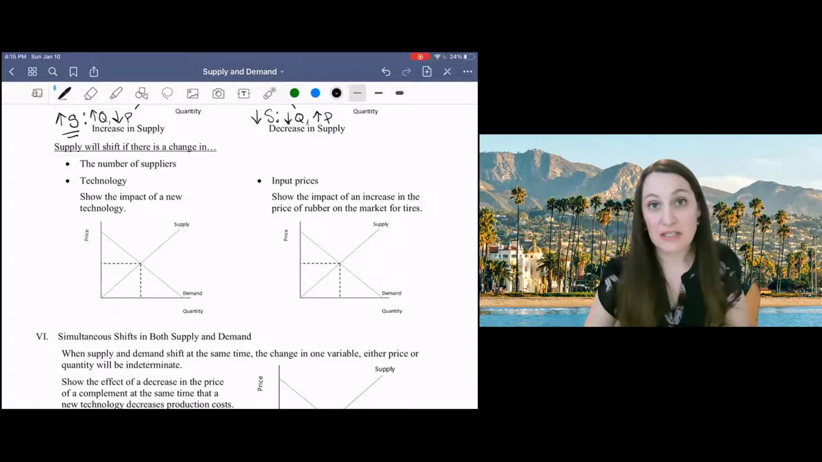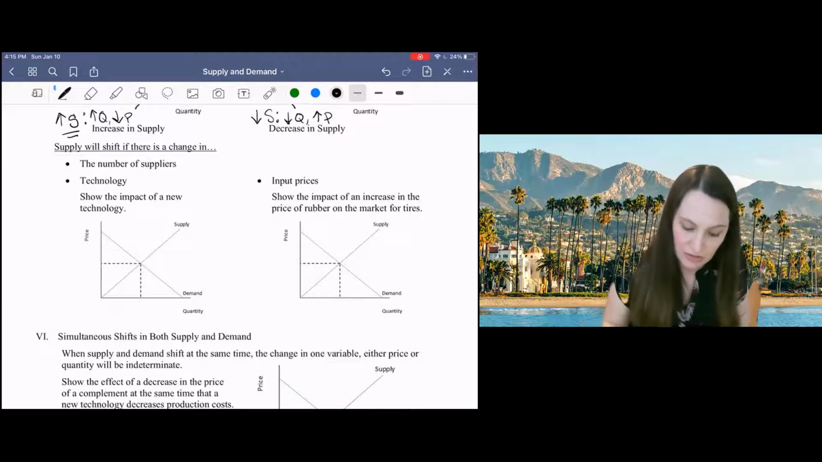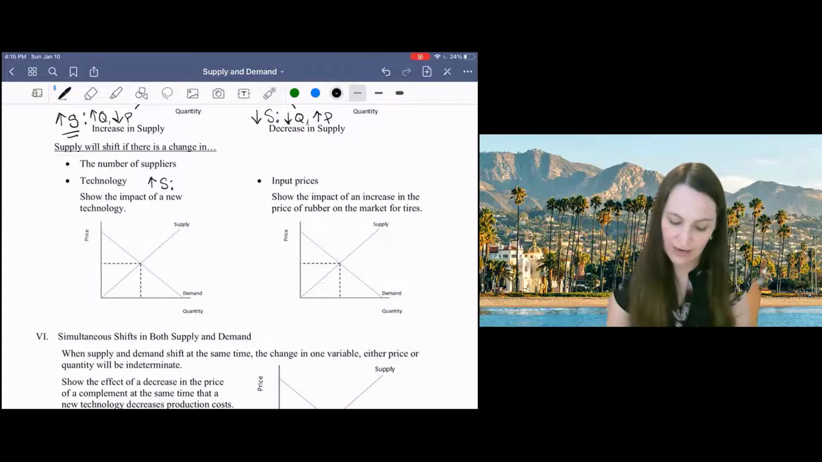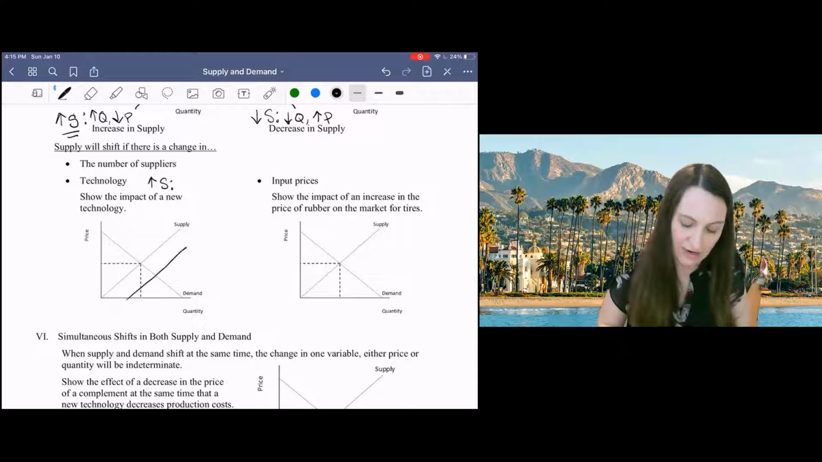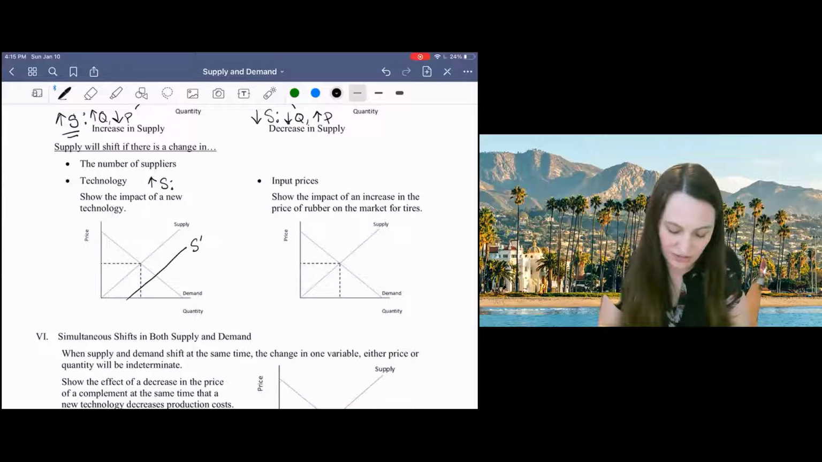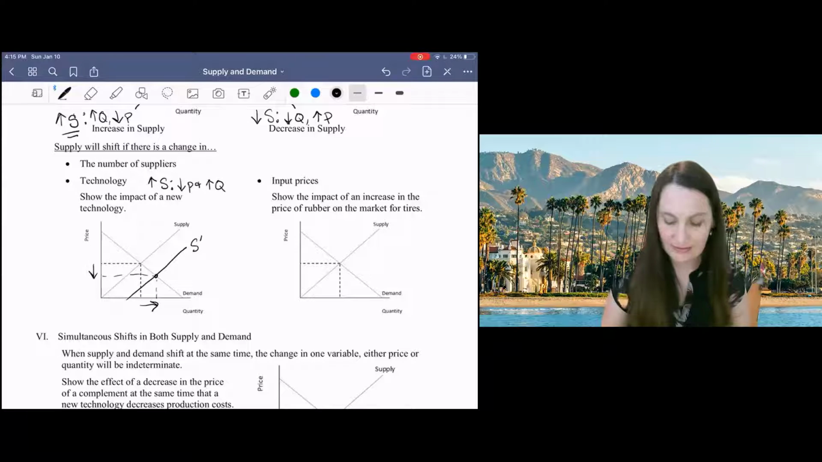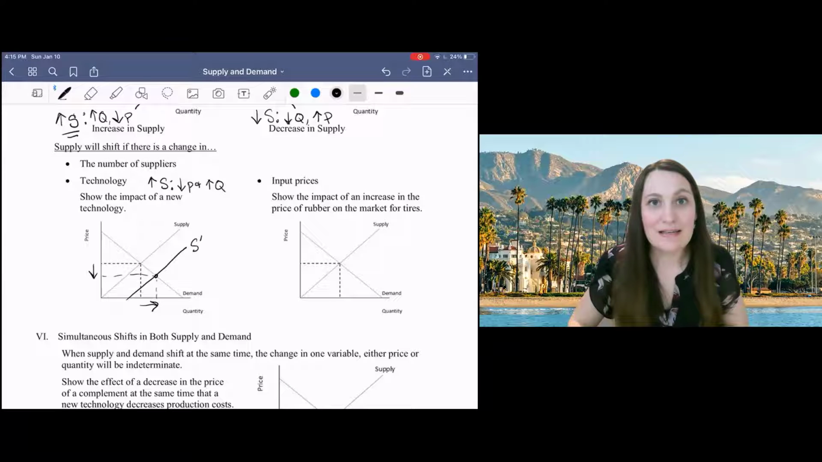If production costs decrease, we will see an increase in profitability and therefore an increase in supply. So as we have a new technology, we will have an increase in supply, which we can show on our graph as an outward shift of the supply curve, leading to a decrease in price and an increase in quantity. As you would expect, progress in technology leads to the provision of more products at lower prices.